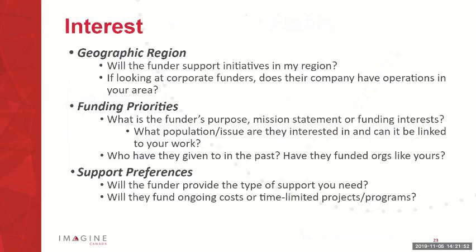Which brings us to the final component of LAI, which is interest. As you evaluate your prospects, you're going to want to think about interest in relation to 3 main focus areas. These are, for me, the main 3 that are really important to gauge for interest. So the first one will be geographic region. Does the funder even support initiatives in your region? And if you're looking at corporate funders, does their company have perhaps operations in your area? Lots of corporate funders are looking to support organizations where their employees live and work.